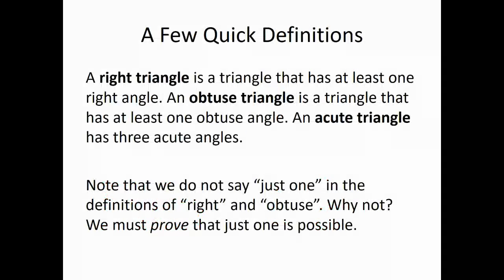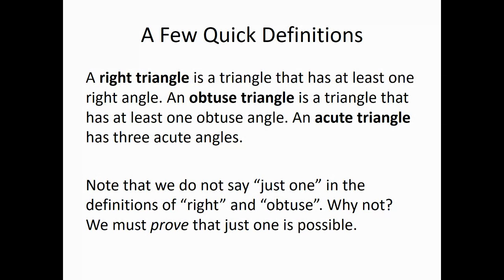So let's now begin to talk about some consequences of the work that we've done with parallels, and this will include the triangle angle sum theorem and some other consequences as well. But before we hop into that, let's have a few definitions. First of all, a right triangle is a triangle that has at least one right angle. An obtuse triangle is a triangle that has at least one obtuse angle, and an acute triangle has three acute angles. These are just definitions, okay? This must be accepted then.